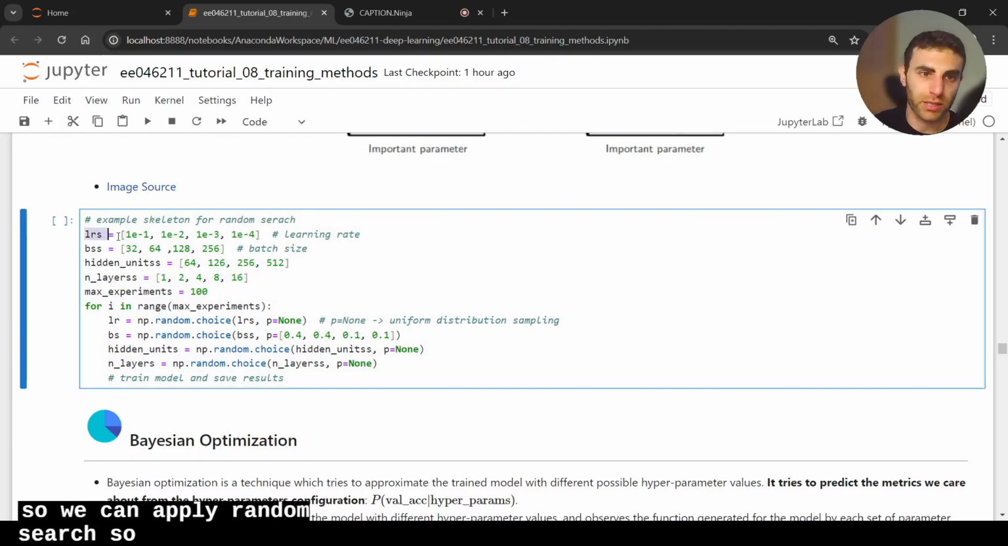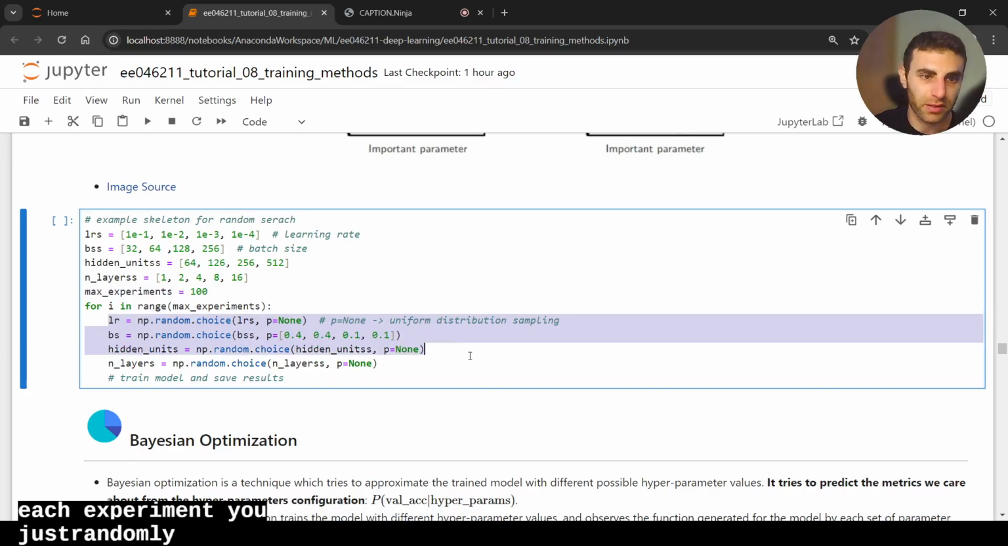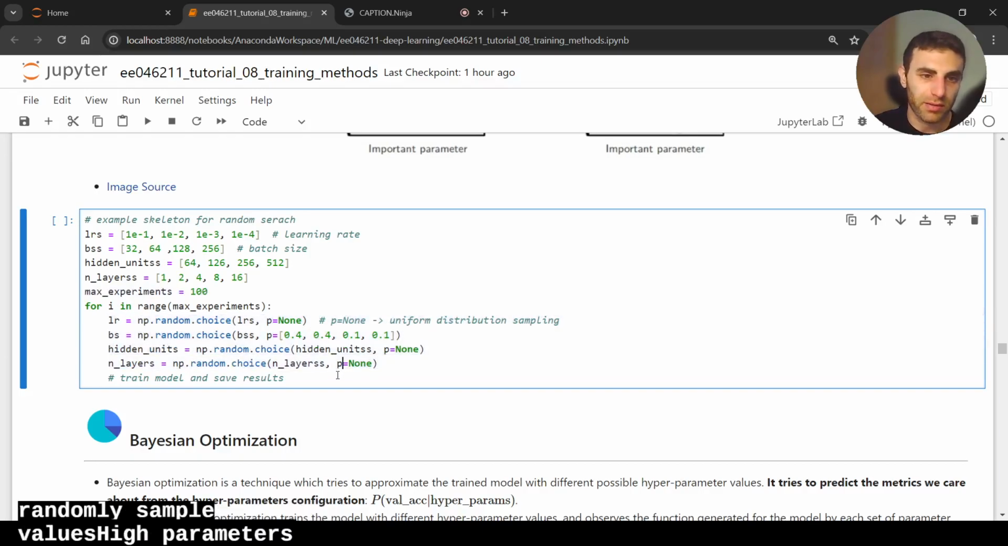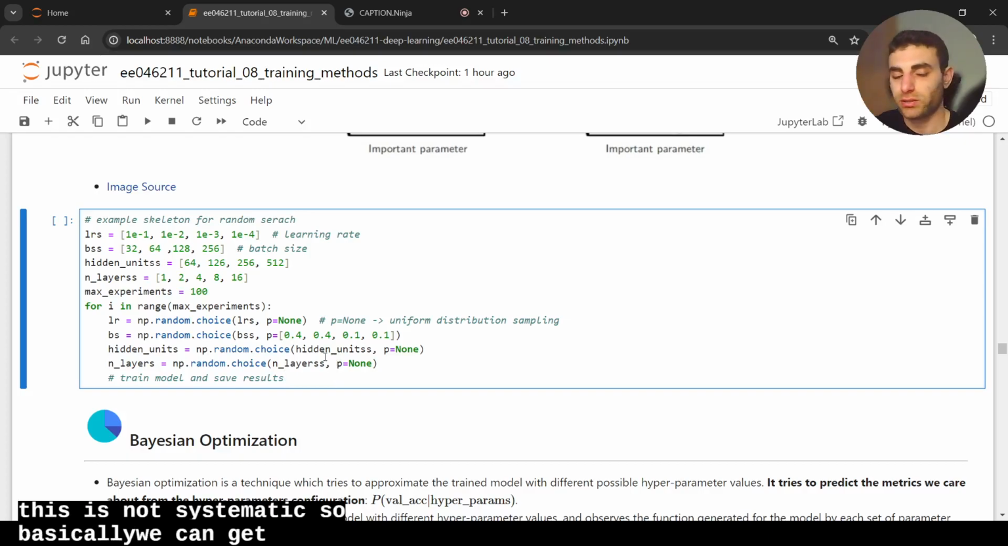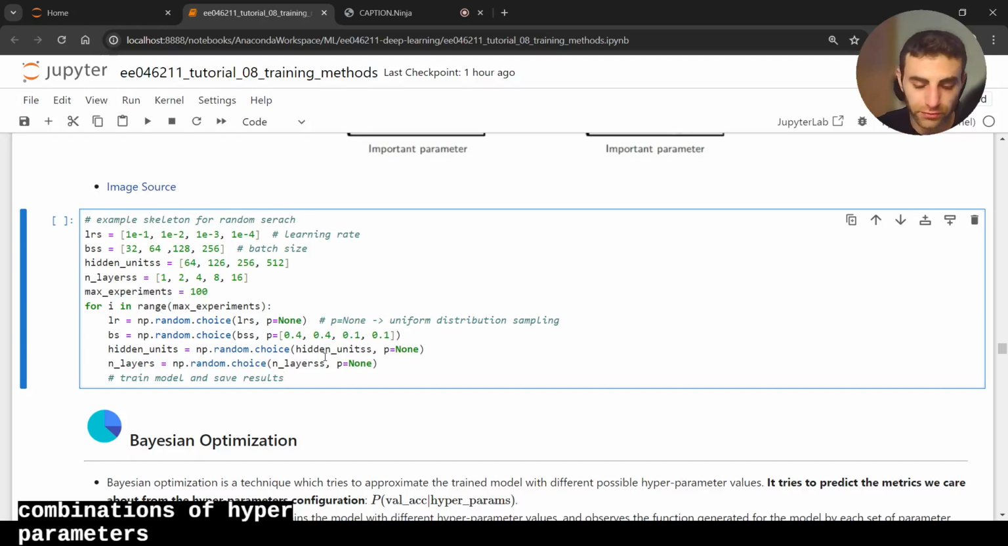So how can we apply random search? Just the same set as before. You define a maximum number of experiments you want to run, and in each experiment you just randomly sample hyperparameter values, and then run and train results. Now this is not systematic, so basically we can get combinations of hyperparameters which are different between iterations and are not close to one another, so this can lead to maybe more promising results. Keep that in mind. In deep learning, we usually use random search when we want to tune without something more sophisticated, like what we're going to talk about now.